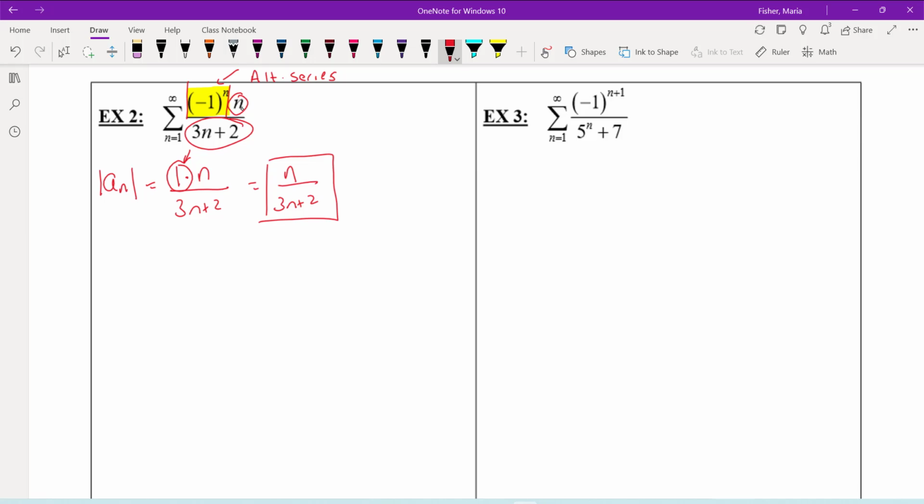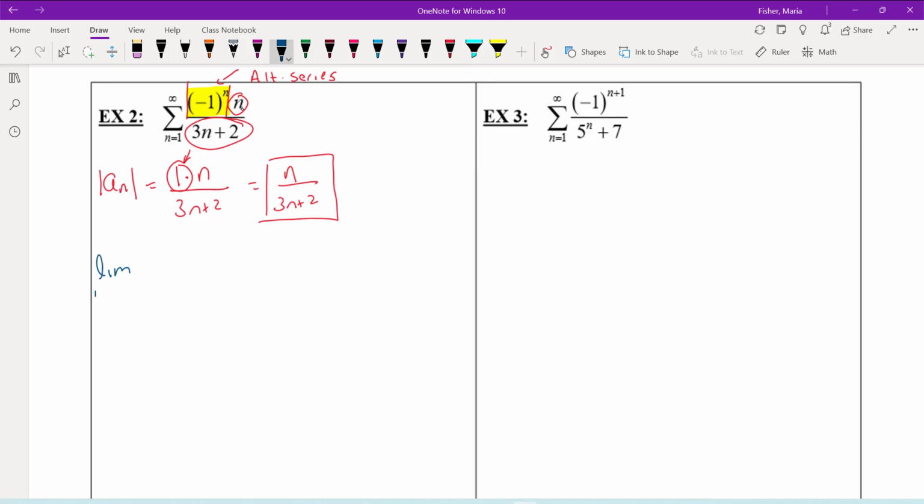So now that we have the absolute value of a sub n, we have to determine, does this diverge or does this converge? Well, n over 3n plus 2 is not a known series. It's not a p series, it's not geometric, and it's not telescoping. So the next thing we always try is the nth term test. So let's figure out if this diverges by the nth term test.